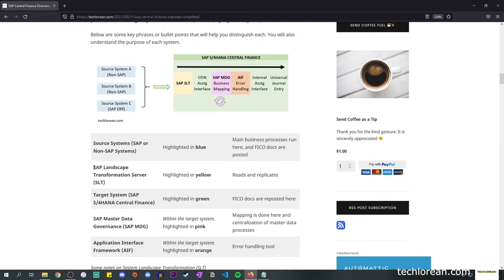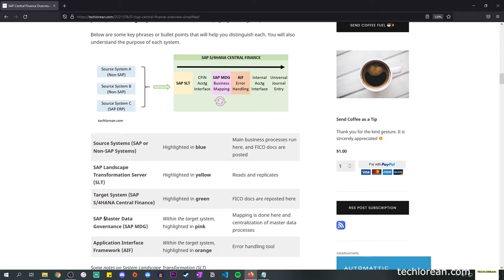Next is SLT, or the SAP Landscape Transformation Server. This is highlighted in yellow. So when we bring the data over to Central Finance, SLT is definitely involved because that is what reads and replicates the data to Central Finance. Next would be the target system, which is your Central Finance system. It's highlighted in green. It's this whole chunk over here, and it's basically where your FICO docs are reposted.